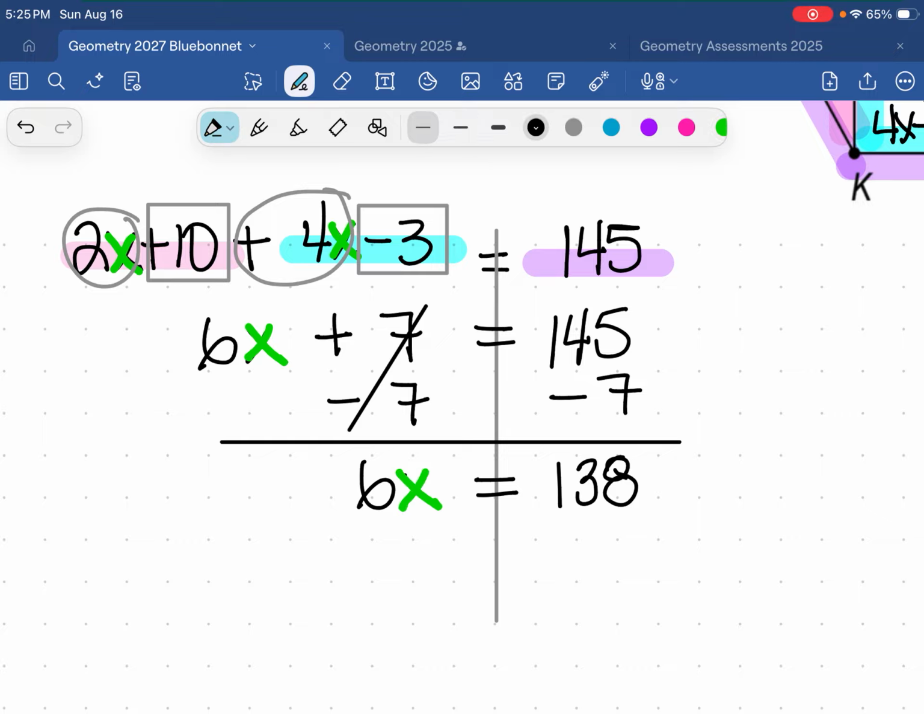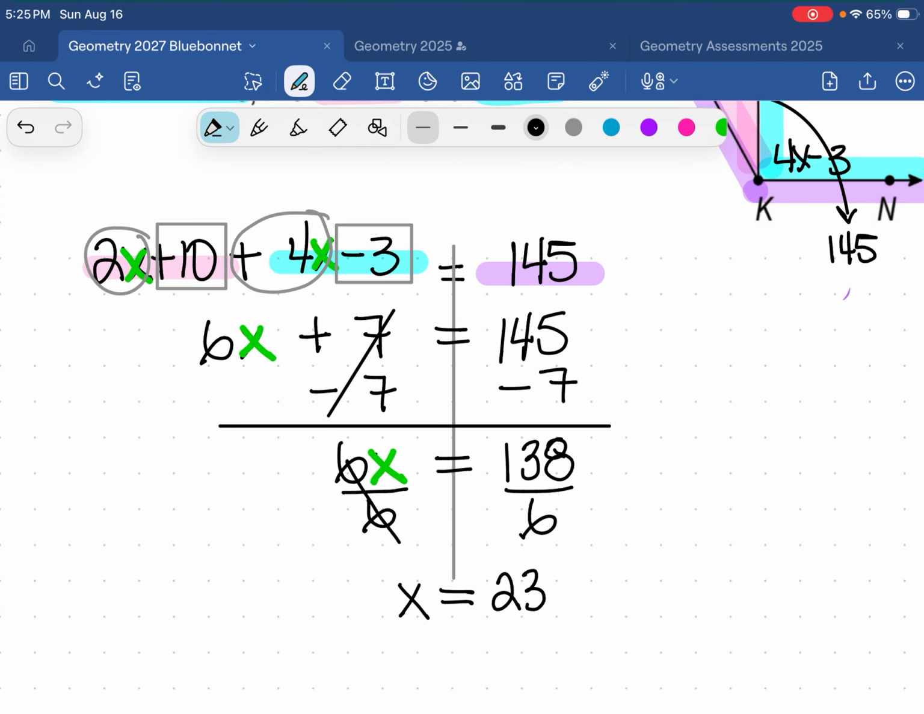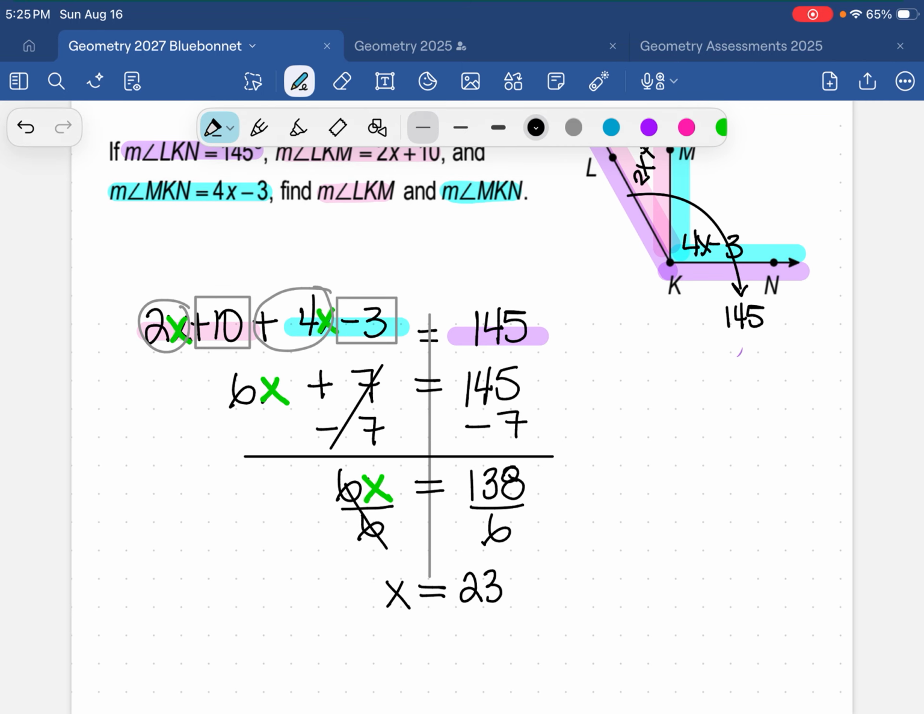Now the green X is telling me to get rid of the 6 by dividing, because remember, whenever a number is next to a variable like that, we have multiplication, so we must divide, and our answer is 23 for X. But remember, we did have to go back and we did have to plug them in.